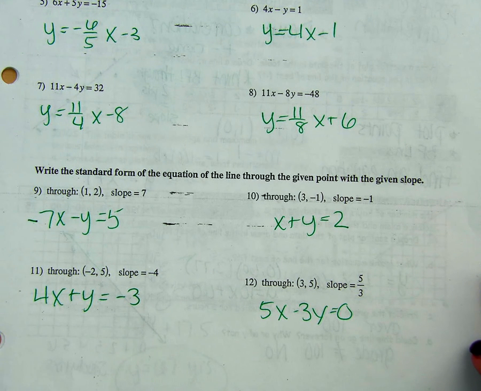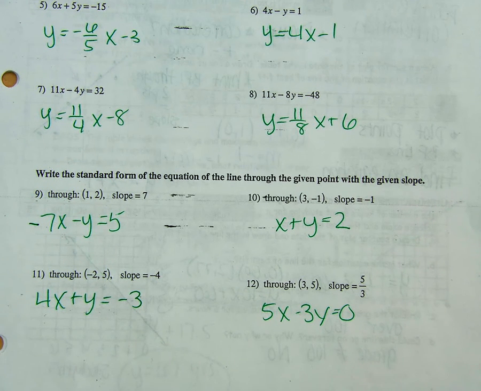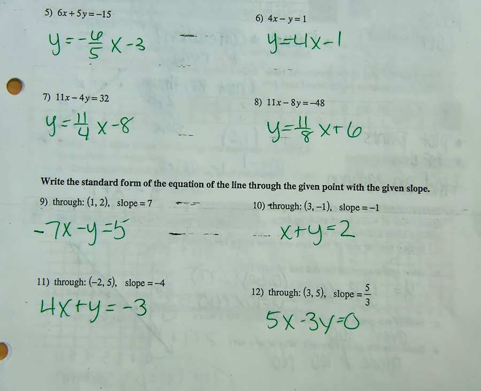What I want you to do right now is circle any problems that you had wrong, and you can ask the person next to you to compare your answers. If you have any questions for me, you may email me or send me a message on Schoology. If you did get them wrong, please try them again to see if you can get these correct answers.